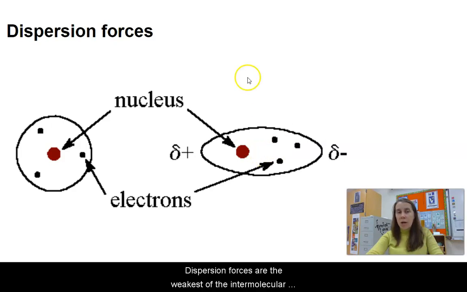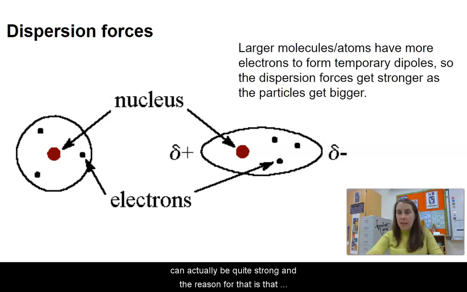All right, so dispersion forces are the weakest of the intermolecular forces, but if molecules get really big, dispersion forces can actually be quite strong. And the reason for that is that larger molecules or atoms have more electrons, and so they can more easily shift off-center and create these momentary dipoles that you see here. All right, so the bigger our molecule gets, the bigger the dispersion forces are going to be within that molecule.